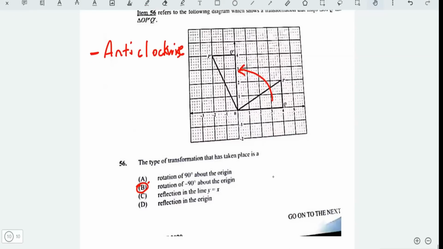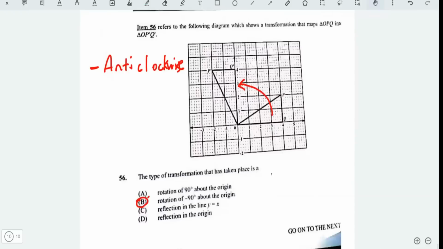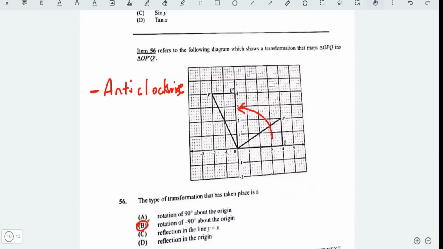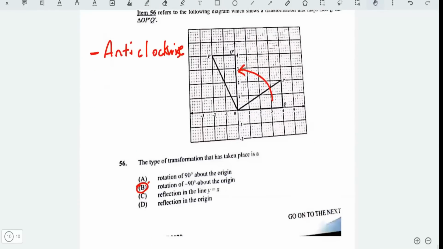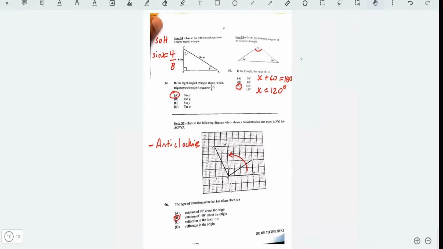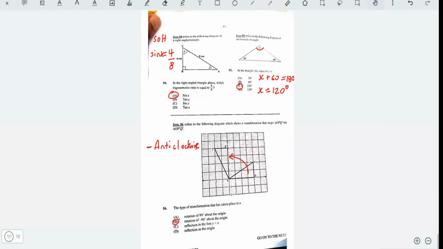Negative means anti. Nice. And as I said, guys, the last 4 questions are missing. My apologies about that, but I do hope that this helps somewhat in your preparation for the paper 1.